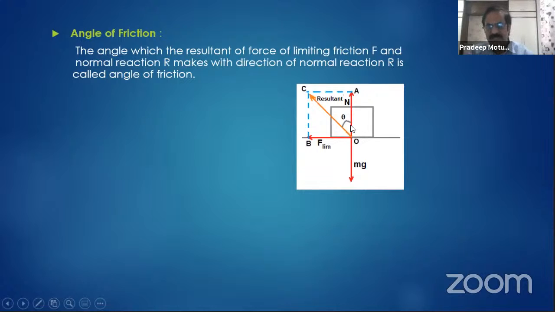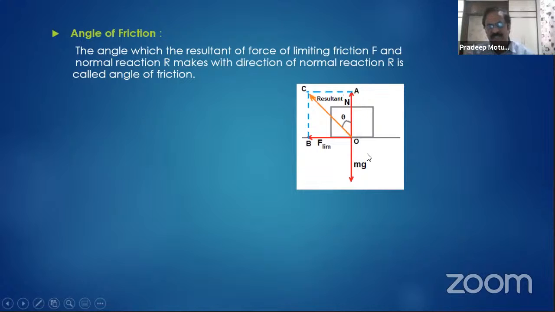As you know, the weight of the box always acts downwards. It pushes the surface. At the same time, the surface exerts force on the body or box. That is normal to it, and that is called normal force. Here, mg is the weight of the box acting downwards, and N is the normal force acting upwards.